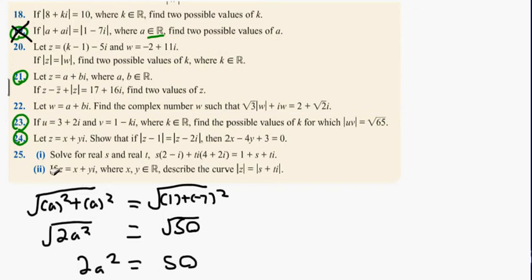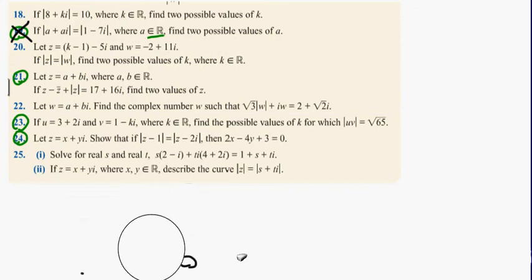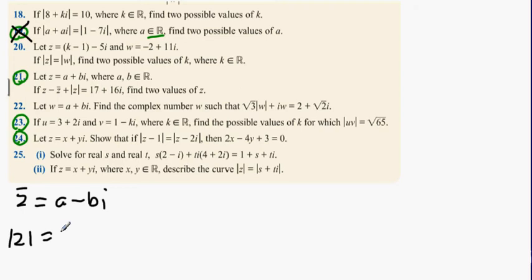Now z is a plus bi, and if z minus its conjugate plus its modulus equals 17 plus 16i, find two values of z. Well, the conjugate of z is a minus bi. The modulus of z is going to be the square root of a squared, the real part squared, plus the imaginary part squared. And then we know that all this equals 17 plus 16i, so let's find out.